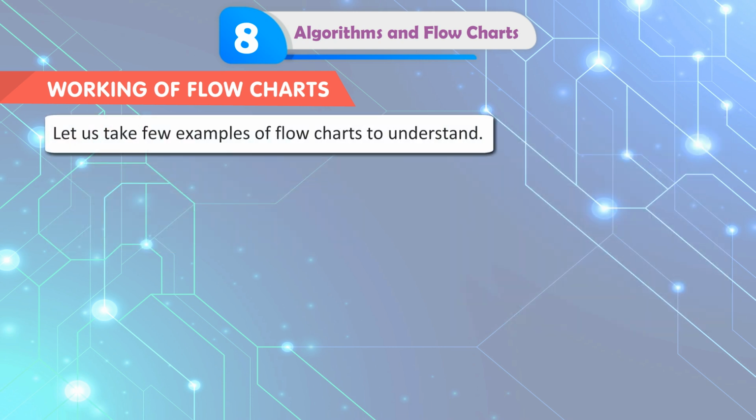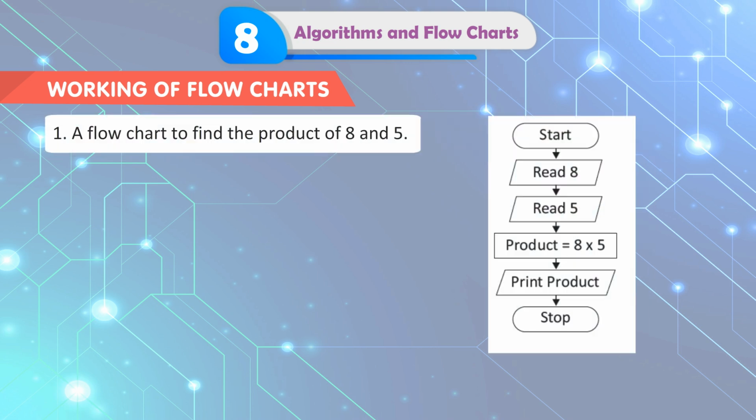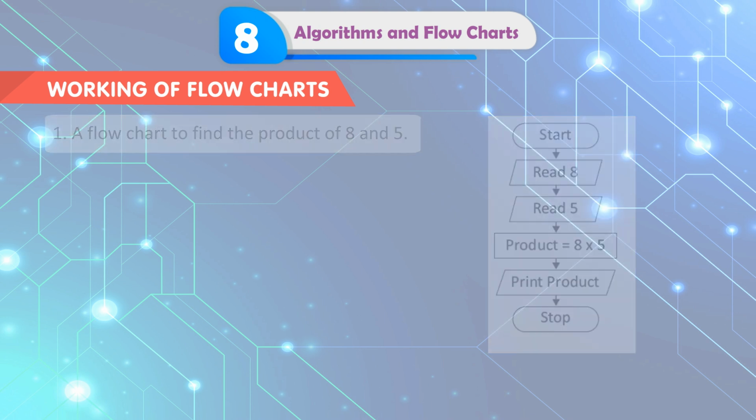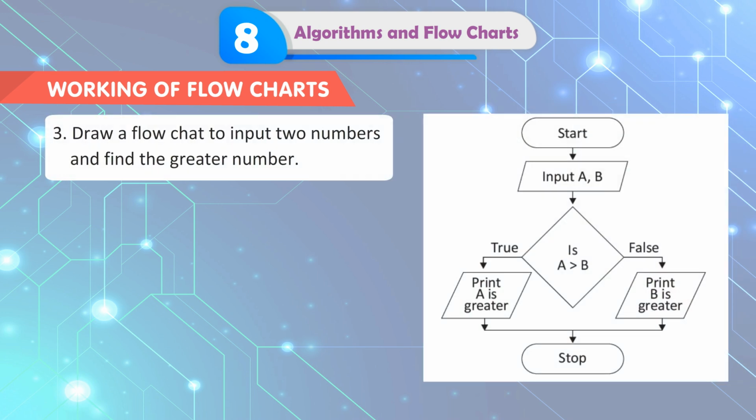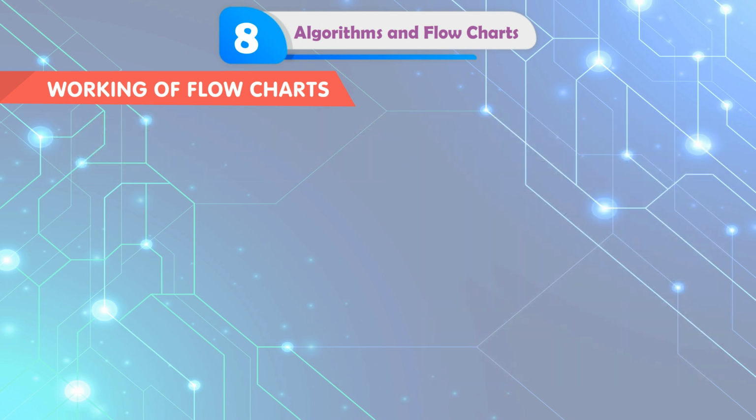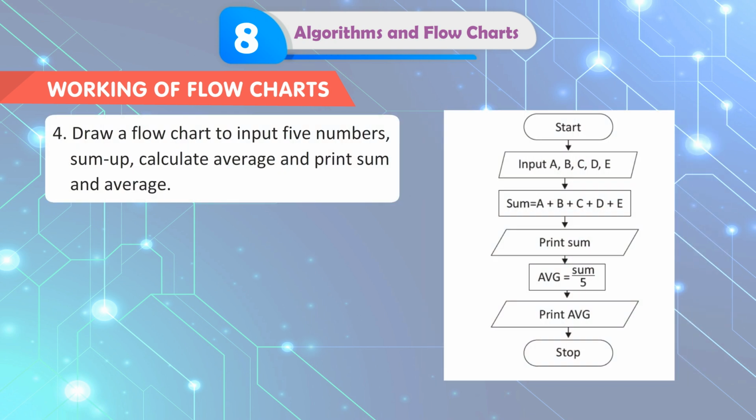Let us take a few examples of flowcharts to understand. 1. A flowchart to find the product of 8 and 5. 2. A flowchart to find the sum of 125 and 75. 3. Draw a flowchart to input two numbers and find the greater number. 4. Draw a flowchart to input 5 numbers, sum them up, calculate the average, and print the sum and average.